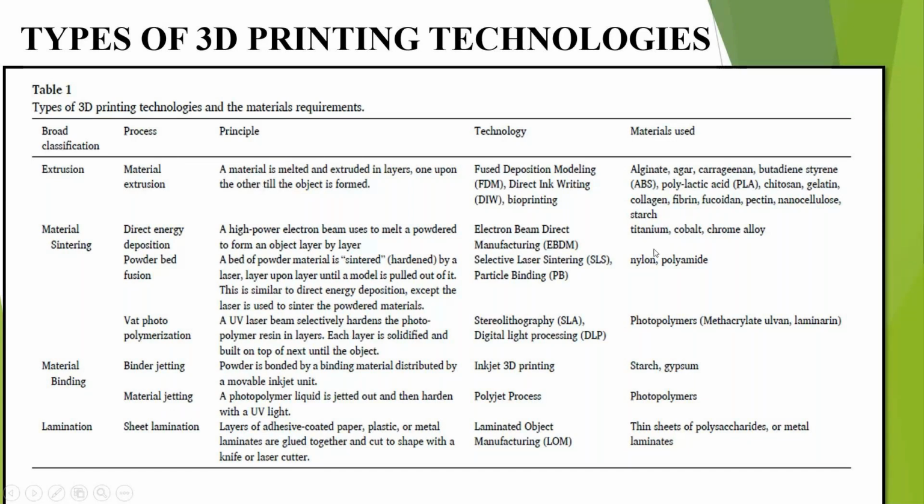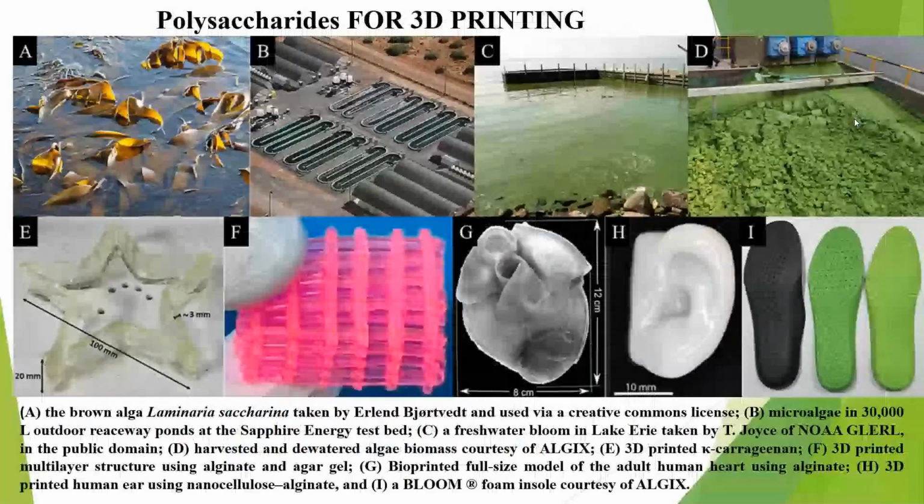So among these, different types of materials are used which are extracted from algae. Different kinds of polysaccharides, for example alginate, agar, and carrageenan, are extracted from the three different types of algae, namely red algae, brown algae, and green algae. And these are some of the commercial polysaccharides which are used for 3D printing.